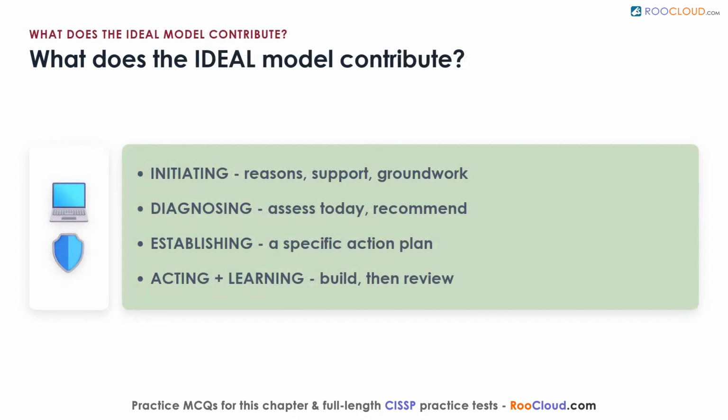What does the ideal model contribute? The ideal model organizes improvement into 5 phases that mirror the maturity mindset. Initiating lays out the business reasons for change, builds support, and sets up the groundwork. Diagnosing analyzes where the organization stands today and recommends broad changes. Establishing turns those broad recommendations into a specific action plan. Acting develops, tests, refines, and implements the actual solutions. And learning reviews whether the goals were met and proposes new actions to stay on course.